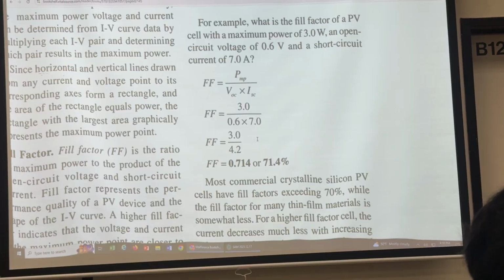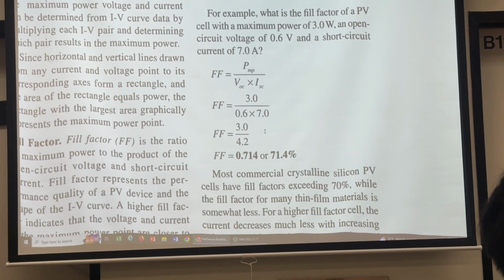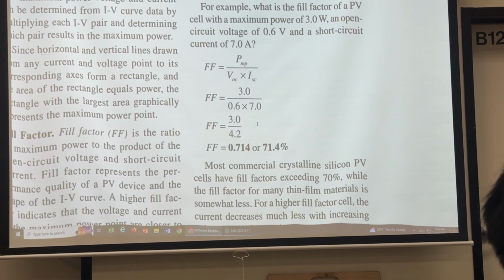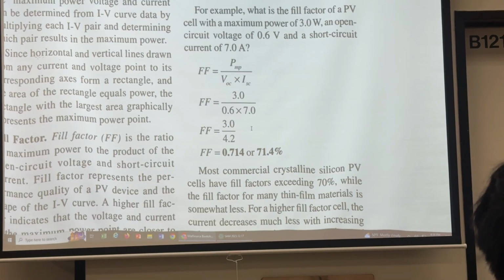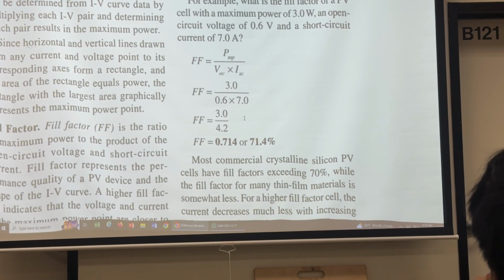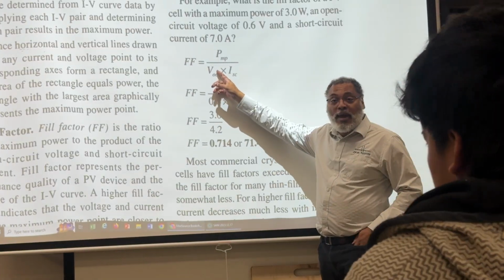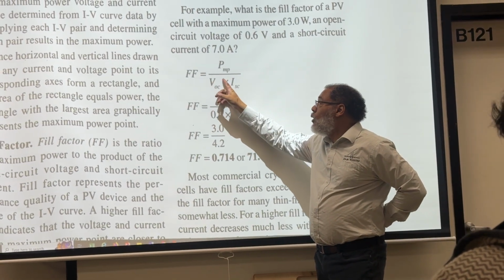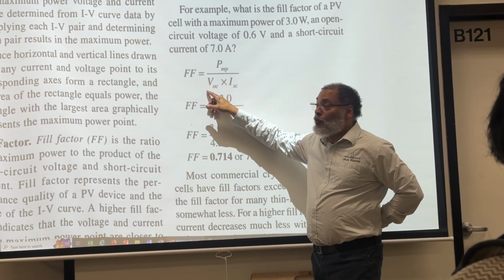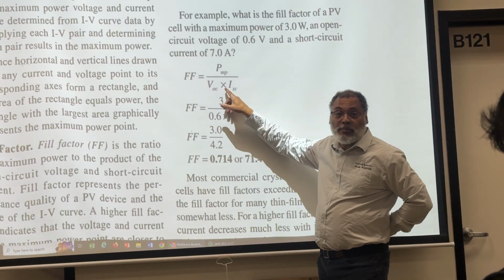So, here's the formula. What is the fill factor of this solar module? You want to write this down: the fill factor is the power at maximum power as the numerator, over voltage at open circuit times current at short circuit.